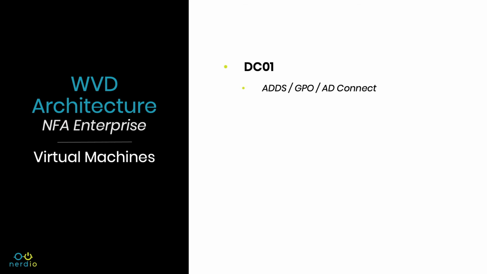So when we think about the virtual machines we're going to build, by default, we create DC01. This is Active Directory Domain Services, so a domain controller, right? This is a new forest and domain that you specified the name of during provisioning. We have configured group policy from this machine, and we also run AD Connect on this machine.